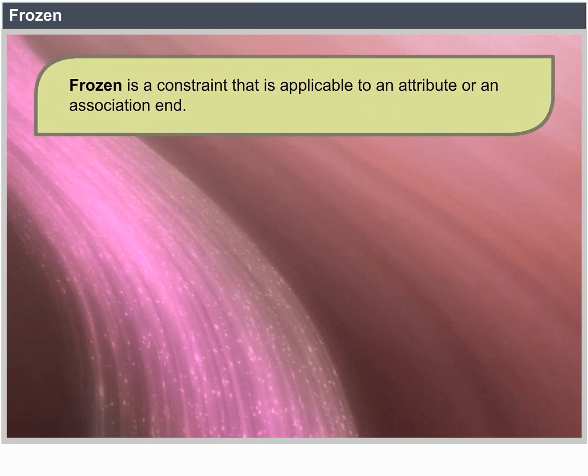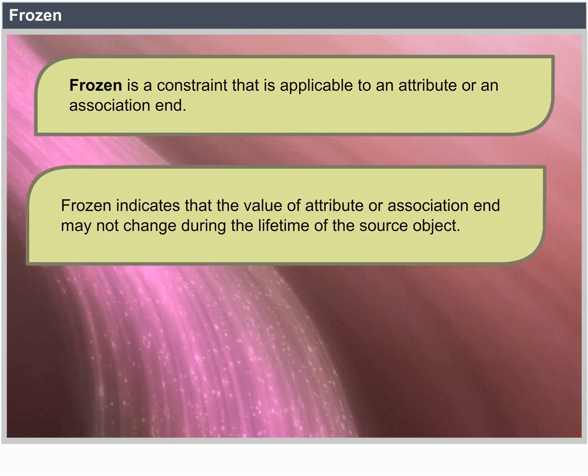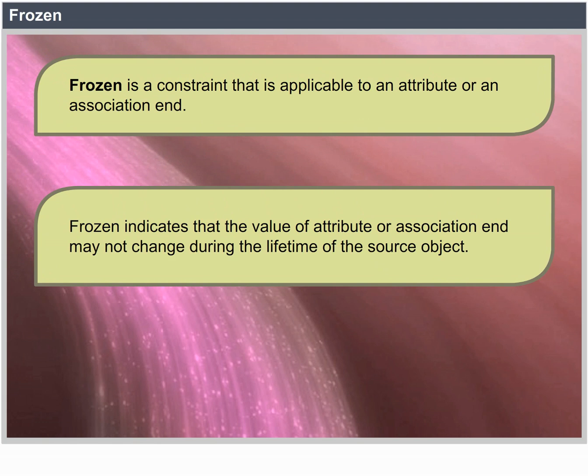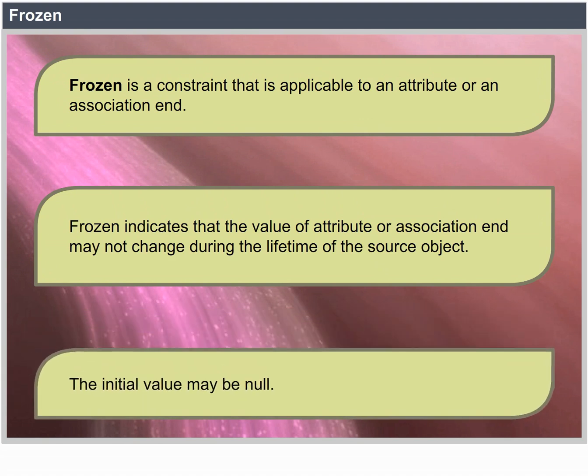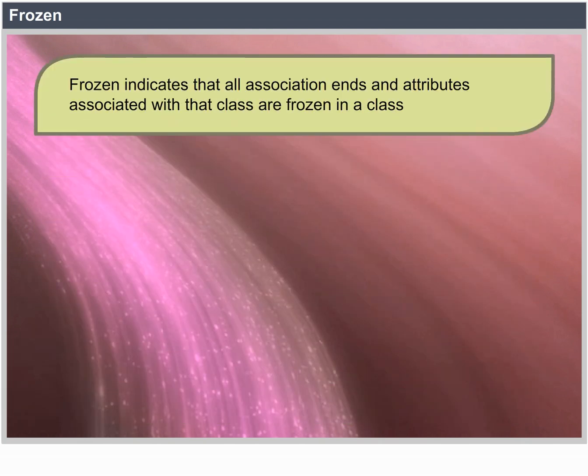Frozen. Frozen is a constraint that is applicable to an attribute or an association end. Frozen indicates that the value of the attribute or association end may not change during the lifetime of the source object. The initial value may be null. Frozen on a class indicates that all association ends and attributes associated with that class are frozen.